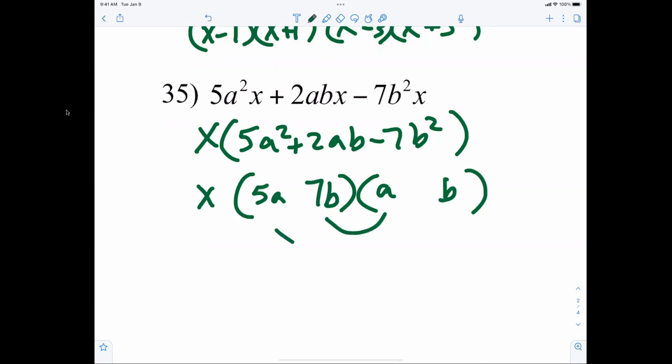And I want it to be positive 2, so the 7 is going to be positive, because I want it to be positive. And then, right, because that's going to give me 7 minus 5, which gives me that 2.